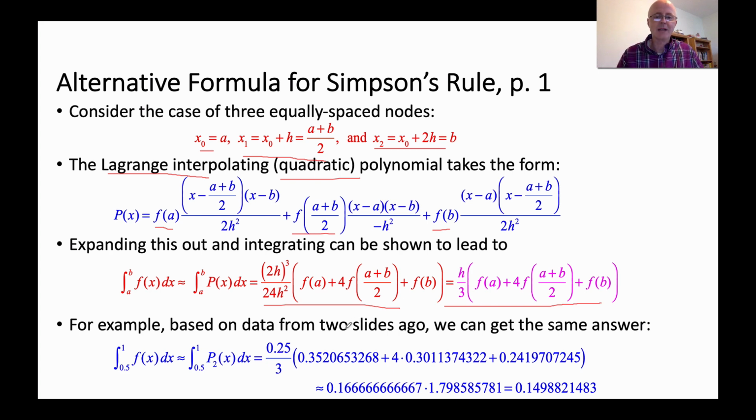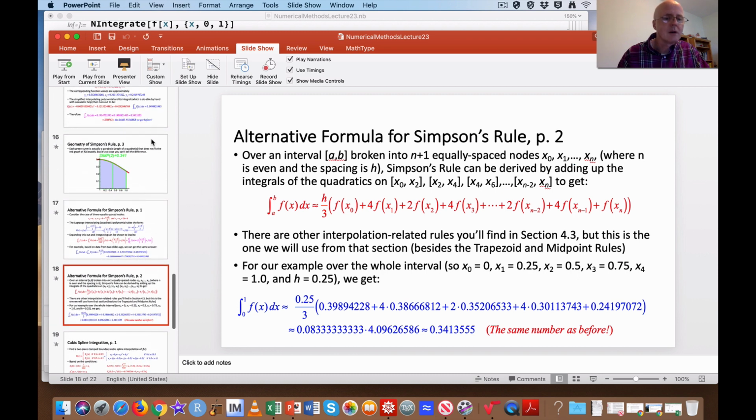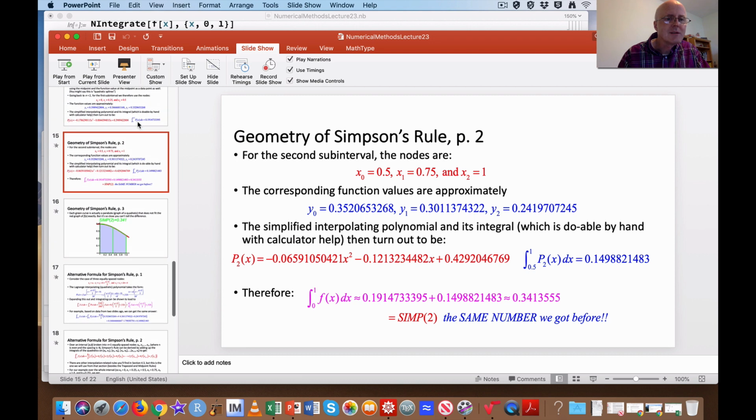Based on data from two slides ago, when we were looking at the interval from 0.5 to 1, we could have done from three slides ago and looked at the interval from 0 to 0.5. We got the same 0.14988 that we got on the slide two slides ago. Actually, it was more than two slides ago. Oh, that was a typo. Right there, 0.14988.